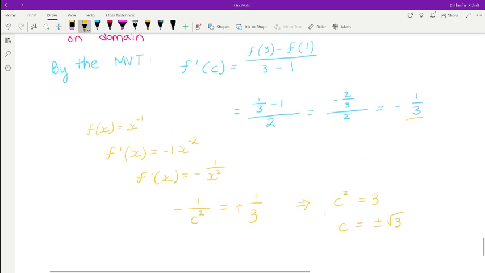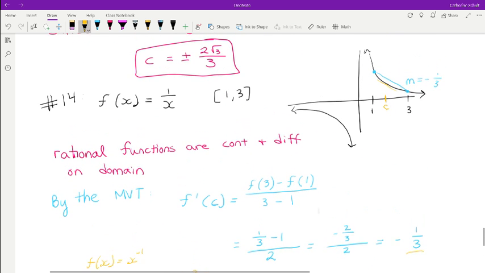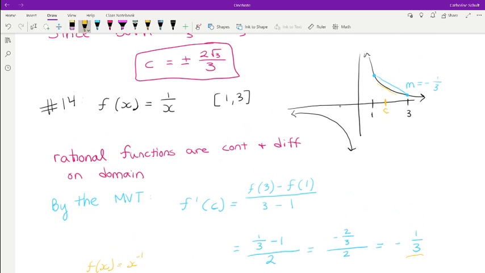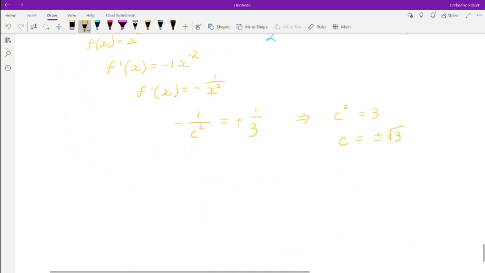Now we have to consider our interval, and our interval is between 1 and 3. So negative root 3 would be all the way over here. So that's not going to work. So in this case, we just have the one, positive root 3. So we have to throw out the negative since it's not in the interval. All right. And that's that. So that would be the end of that problem. That C satisfies the mean value theorem. All right, good.